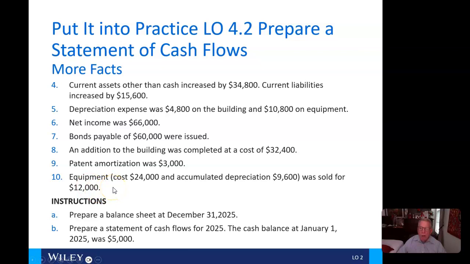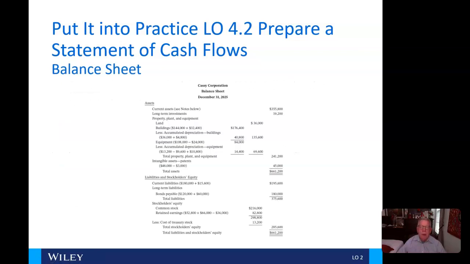Equipment costing $24,000 with accumulated depreciation of $9,600 was sold for $12,000. So we would figure out the book value, what we sold it for, and that's going to be a gain or a loss. So we'll see that in a second. Here we're going to prepare the balance sheet and prepare a statement of cash flows. So let's see how we do that.